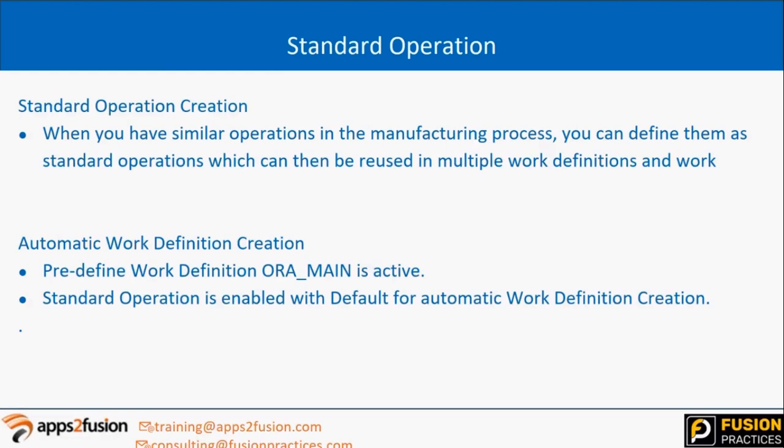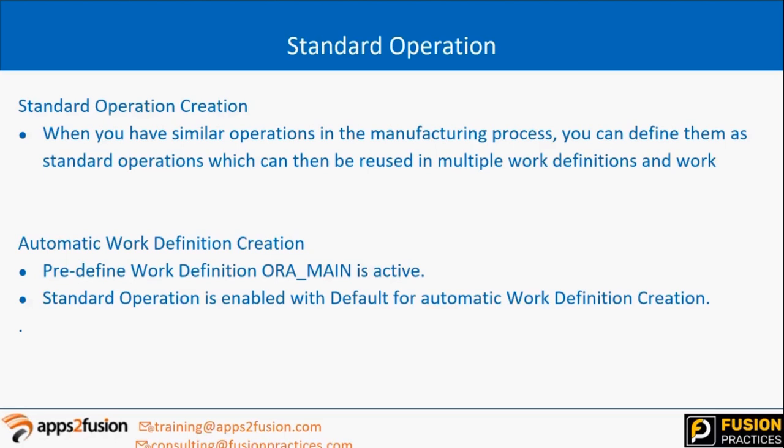Then we have a concept, standard operation. I'm sure this is also exactly the same like EBS. So if you're doing a similar operation, you can have a standard operation. There's also this feature where sometimes you can choose to create automatic work definitions. So if there's a certain item with a very simple job like kitting, you can choose to automatically create the work definitions just in order to save the effort to go and create work definitions.